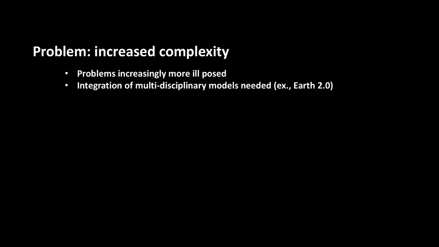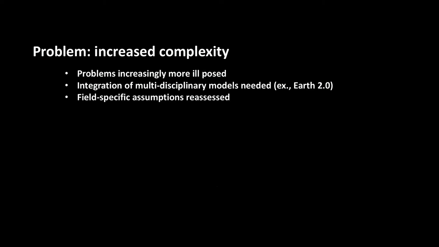And so, in that context, because of these problems that are increasingly more ill-posed to some extent, and because to tackle them we do need to integrate multidisciplinary models, we're now considering at EPIS to build something like Earth 2.0, bringing our expertise from interior to oceanography to atmospheric GCM people, getting all of that together in order to tackle large-scale problems such as climate change and the origin of life all at once.